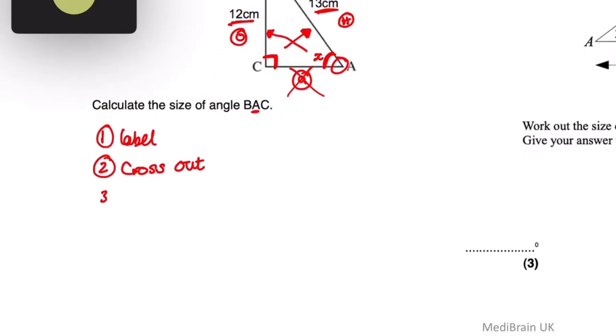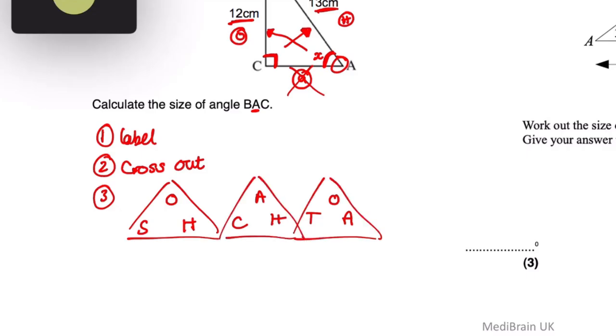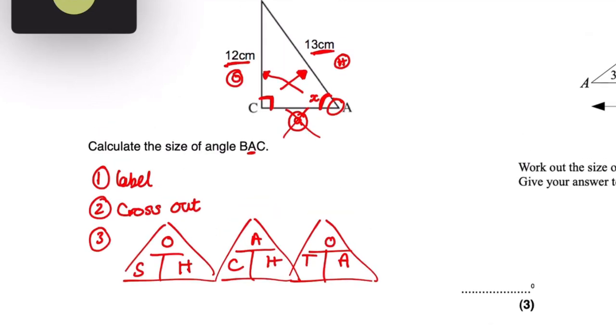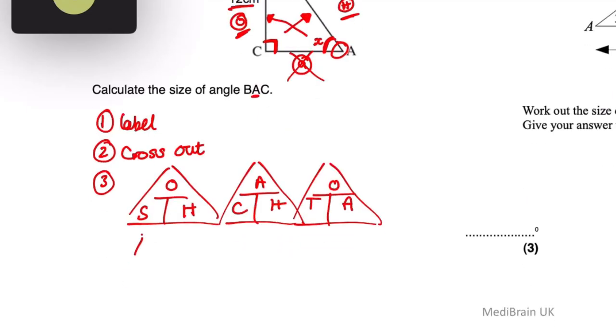Okay, step 3 is going to be the formula, SOH CAH TOA. Okay, so we've got SOH CAH TOA over there. We need to pick out the formula that has an O in it and a H in it. So this formula has an O in it and a H in it, so we're going to use this one over here, sine. Okay, and because we're working out the angle, we're going to cross out sin, and we're going to be left with O divided by H.